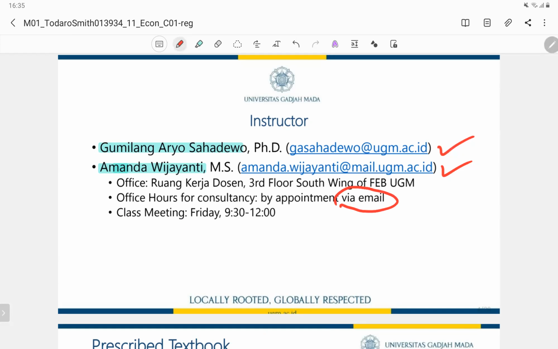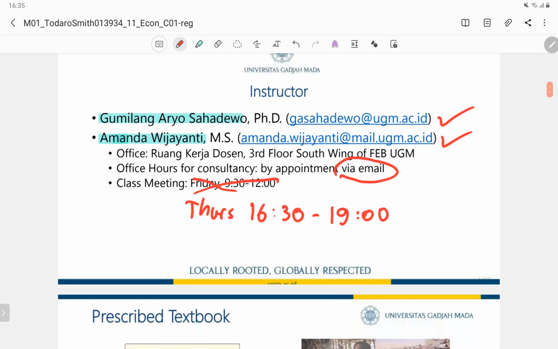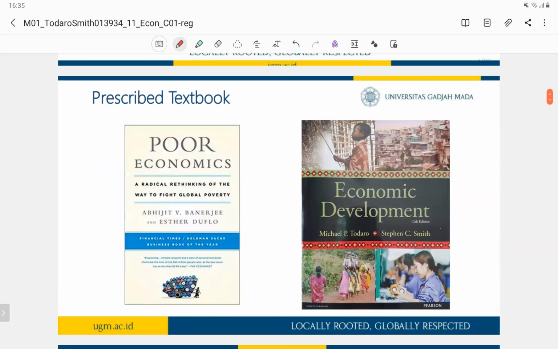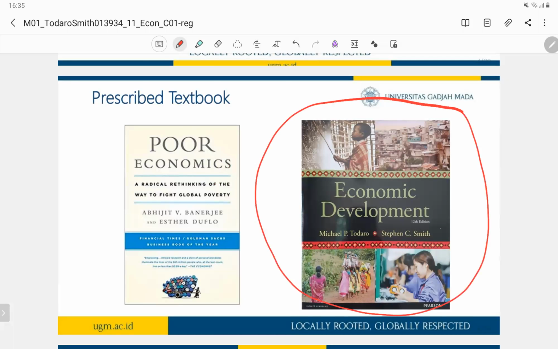And oh, sorry, this is wrong. Actually, our class meeting is every Thursday at 4:30 to 7 p.m. Okay. And then this is the textbook that we will use. I think all of the material in the PowerPoint will be taken from this textbook, Todaro, Economic Development. So this is our main textbook. If you can get the presentation of this book or the book itself, I think it's going to be great.